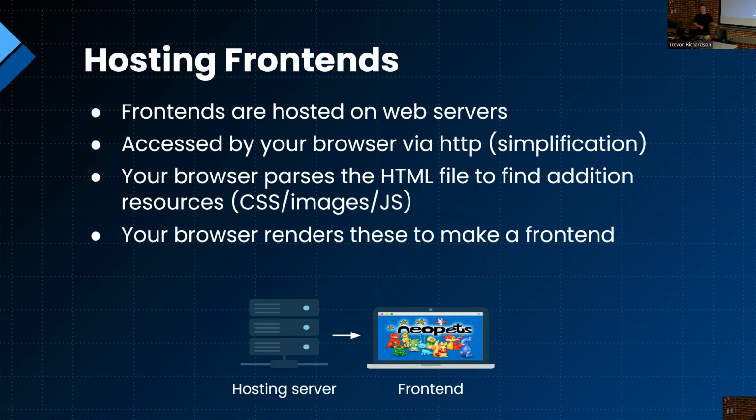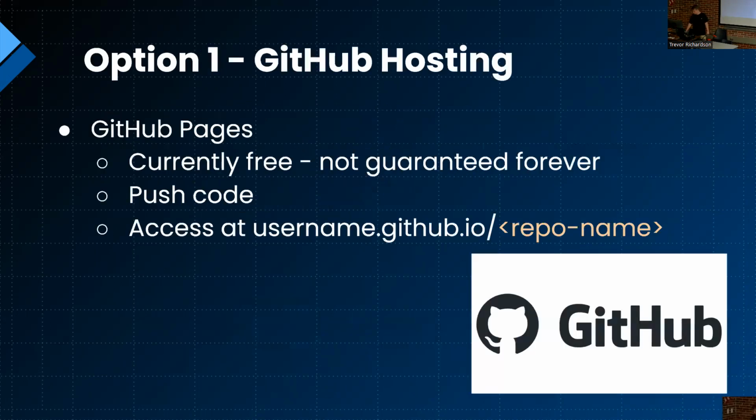The browser is then going to parse the HTML file that it just got and look for any other links, like an image, a JavaScript file, CSS, or anything else. And then your browser renders all this together to make a front end. It might also, if it has JavaScript going on to also help with some of the rendering, it'll do that as well.